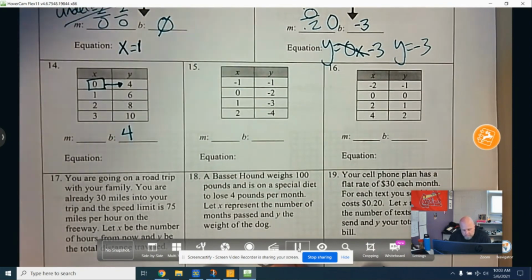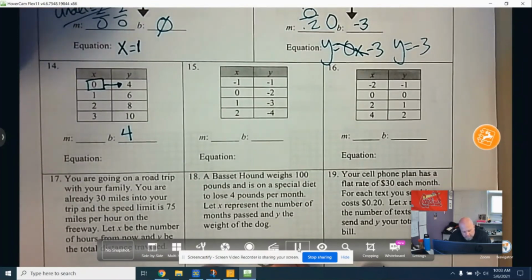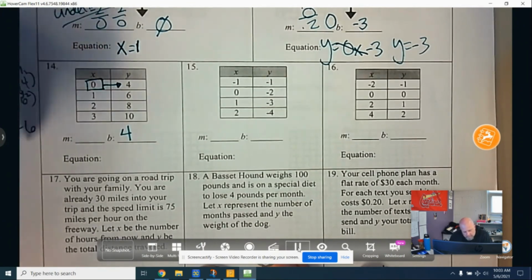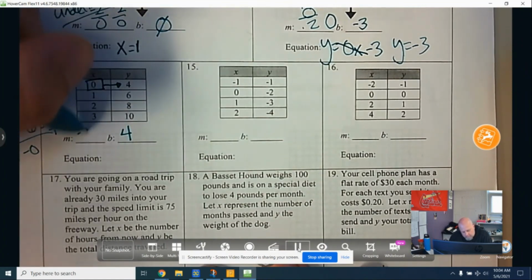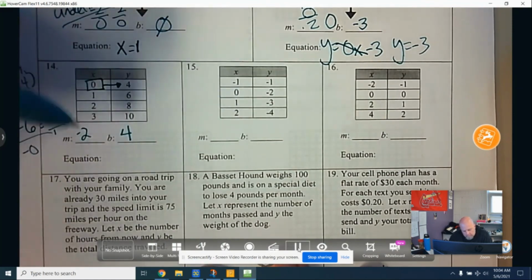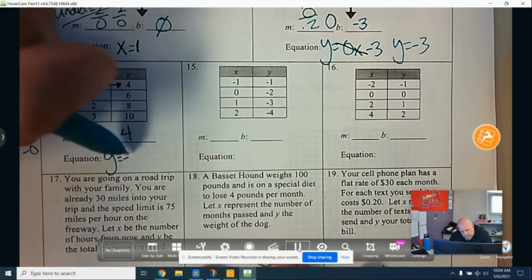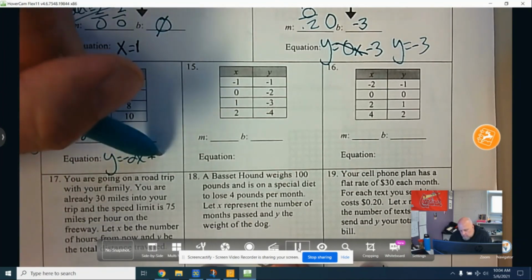Okay, now all I need to do is pick 2 points to use for the slope formula. So if I'm going to choose 0, 4, just for this first pair, and let's say I choose 1, 6. Okay, so I label them x sub 1, y sub 1, x sub 2, y sub 2. So I have 4 minus 6 over 1 minus 0. So 4 take away 6 is negative 2. 1 minus 0 is 1. So it simplifies to negative 2. So my equation, when I piece it back together again, is y equals negative 2x plus 4.